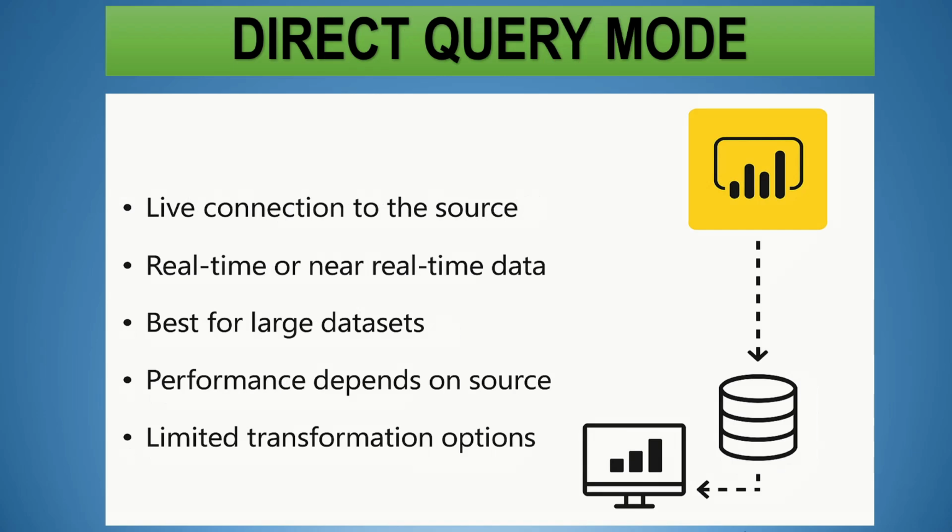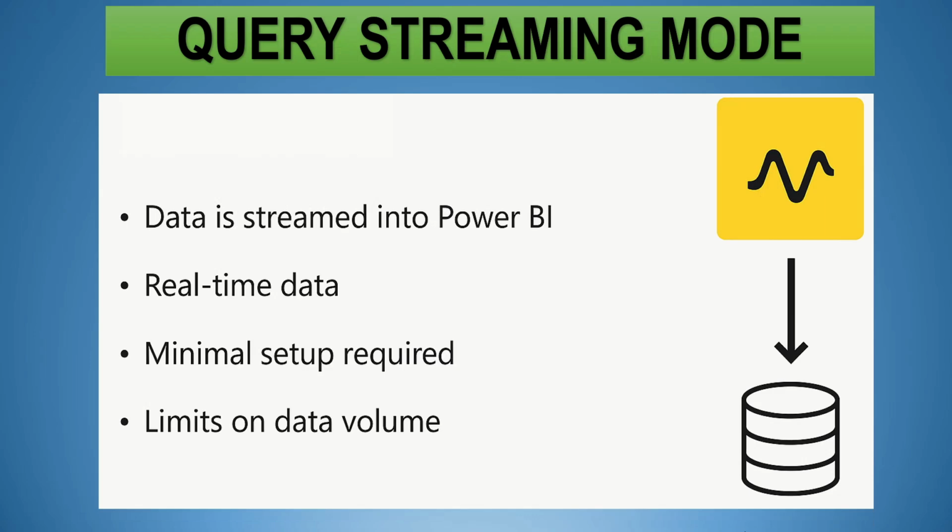Next is direct query mode. Here, Power BI does not store the data. Every time you click a filter or slicer, it sends a query back to the source database. This means the data is always live, but performance depends on the database speed. It's great when your data is too big to import or when you need the most recent data without refresh schedules.